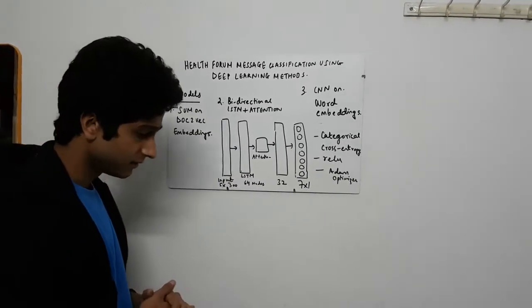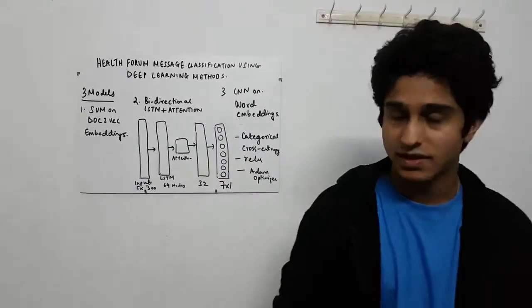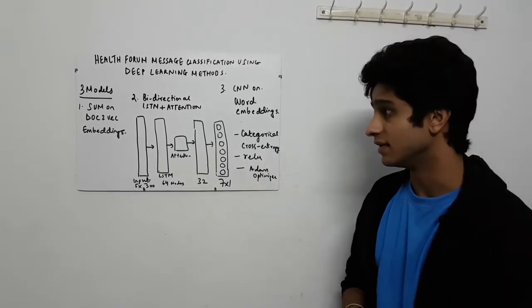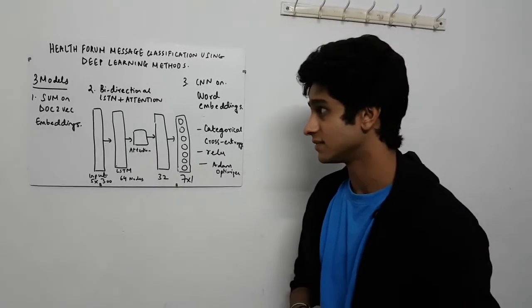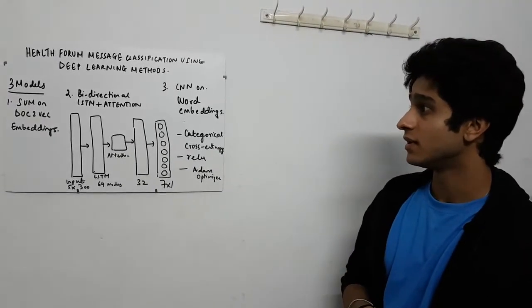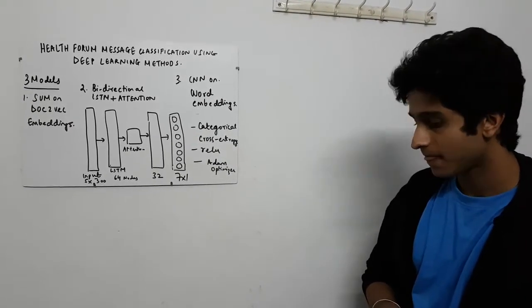We train our title and the corresponding message on the doc-to-vec model, which gives us a 300-dimensional vector for each title and each message. And then on top of that, we use the traditional support vector machine model. Then the second model which we used is a bi-directional LSTM plus attention.